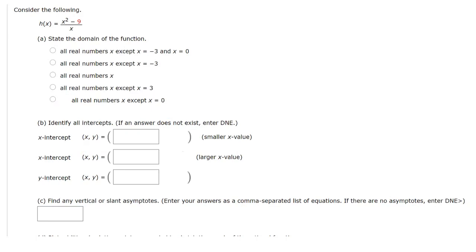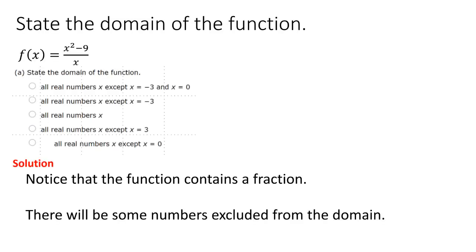Very good. So let's go ahead and move on. Let's go ahead and look at this other example. So we have x squared minus 9 over x. Again, they're asking us for the same things, so let's go ahead and go through those.